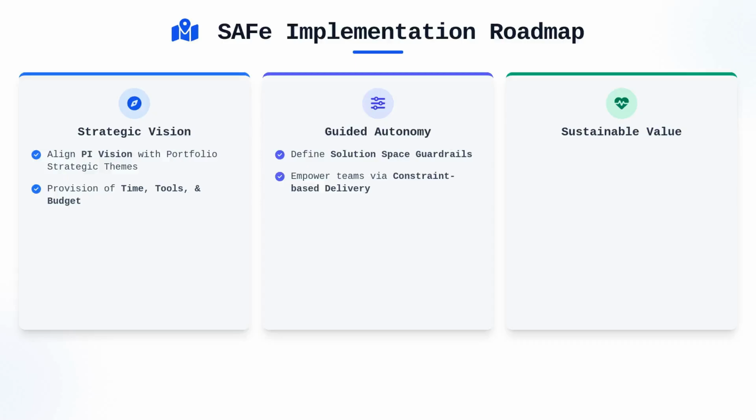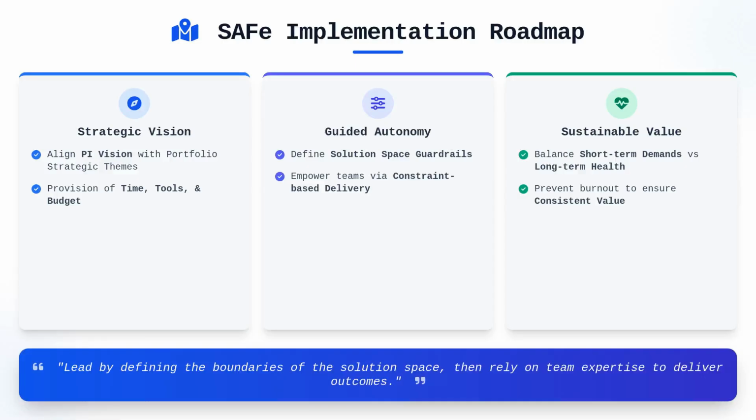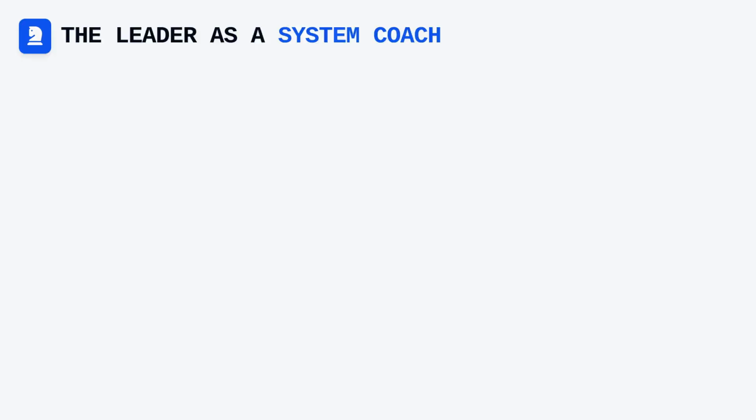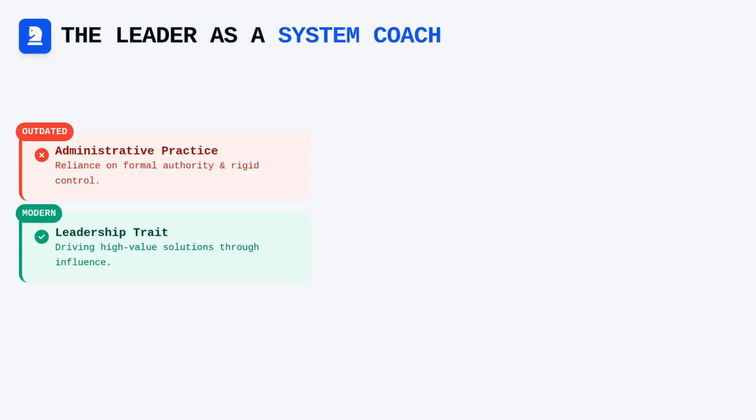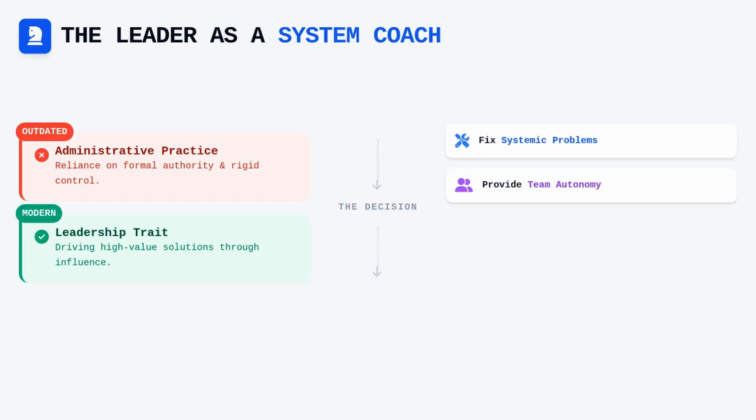Whenever conflict between short-term demands and long-term improvements arises, you must be the one to advocate for the systemic health of the platform. By maintaining this delicate balance, you ensure the organization remains capable of delivering value consistently rather than burning out during a single delivery cycle. Understanding these responsibilities is critical because the exam will test your ability to distinguish between these modern leadership traits and outdated administrative practices. You must be able to recognize scenarios where a leader needs to intervene to fix a systemic problem versus scenarios where they should provide autonomy to the team.